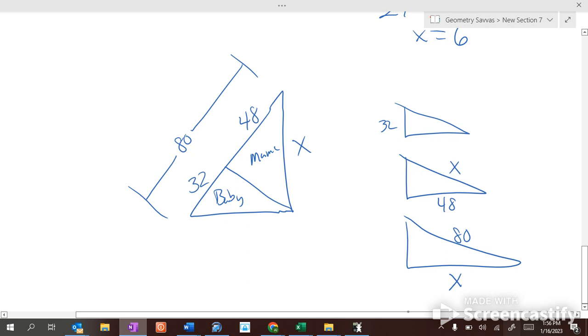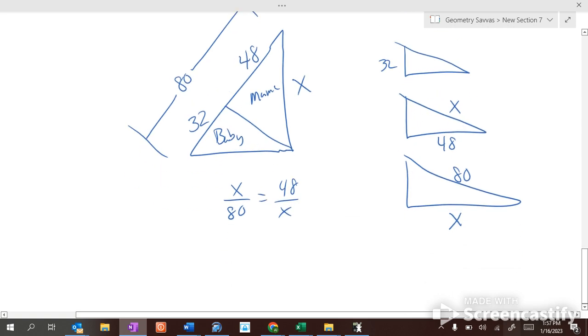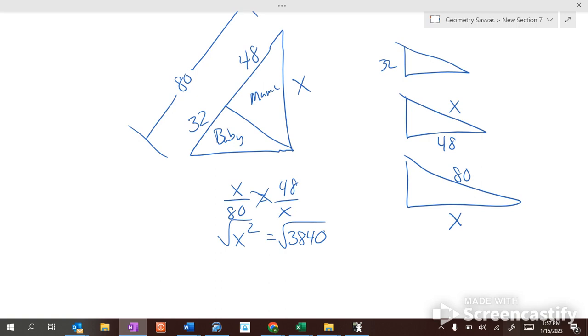So, x over 80 equals 48 over x. How do I solve this? Cross multiply. X squared equals whatever 80 times 48 is, which is 3840. Take the square root. Oh, guess what? I don't think the square root of 3840 is a perfect square, is it? No.